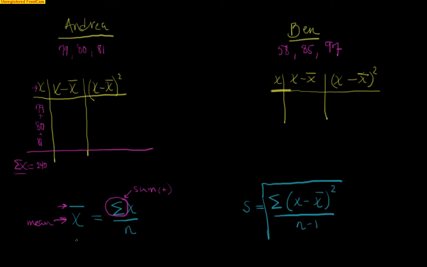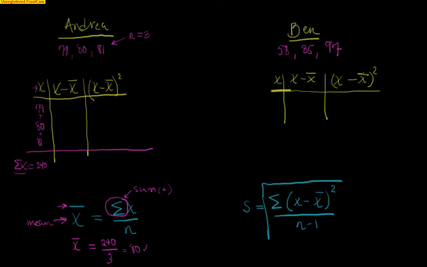So if I come down here and I want to find the mean, the mean of X is equal to the sum of X, which was 240, divided by N. And N is always your number of data points. And that's up here, N equals 3. Andrea took 3 tests. So 240 divided by 3 is equal to 80, which we got on the earlier page. So now we know the mean is 80.